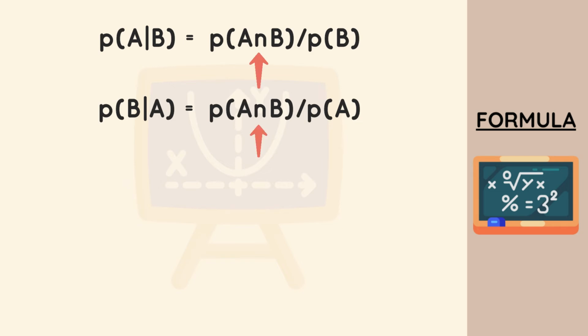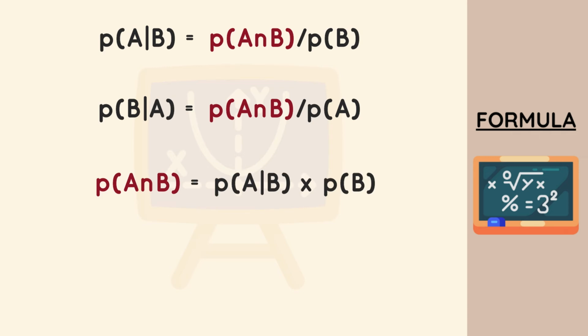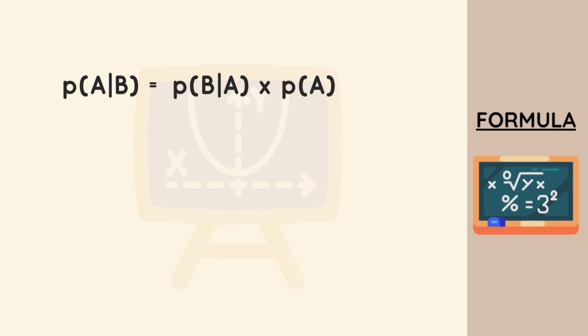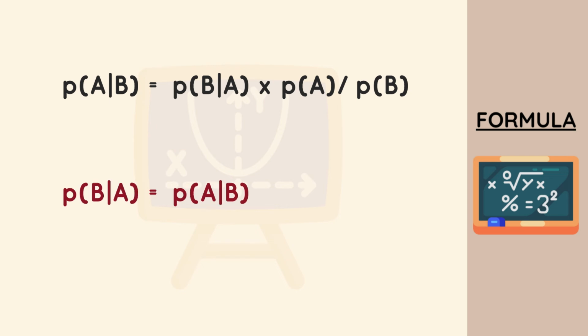When we perform algebra on these two equations, we realize that P(A ∩ B) is common between both equations, the first equation and the second equation. From the first equation, P(A ∩ B) is equal to P(A|B) times P(B), and from our second equation, P(A ∩ B) is equal to P(B|A) times P(A). When we do the math, we have that P(A|B) is equal to P(B|A) times P(A) divided by P(B), or we can say P(B|A) is equal to P(A|B) times P(B) divided by P(A). And this is the basis of Bayes' theorem.